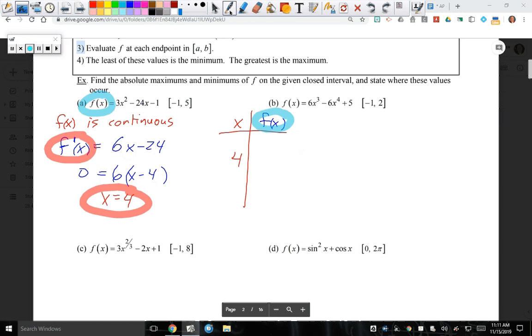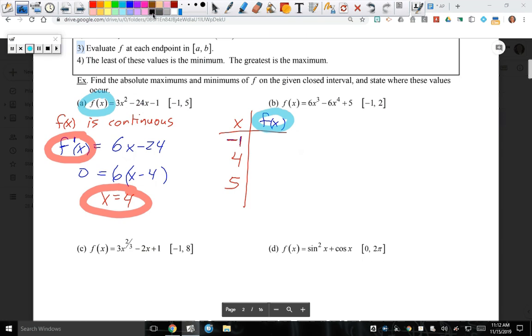Do I have any more candidates in this column? Yes, I do. -1 and 5, because they are what? Endpoints. And endpoints are always going to be undefined slopes, or does not exist slopes. Okay? So let's plug in -1.